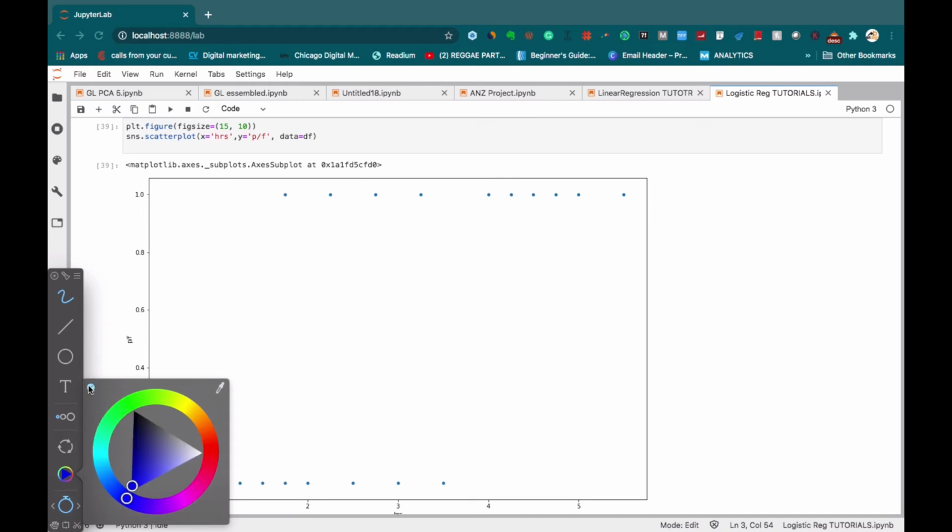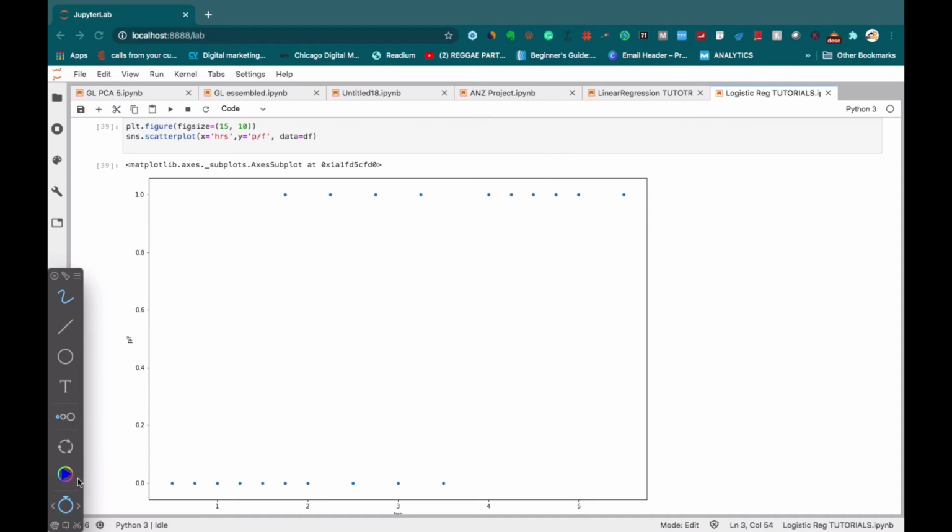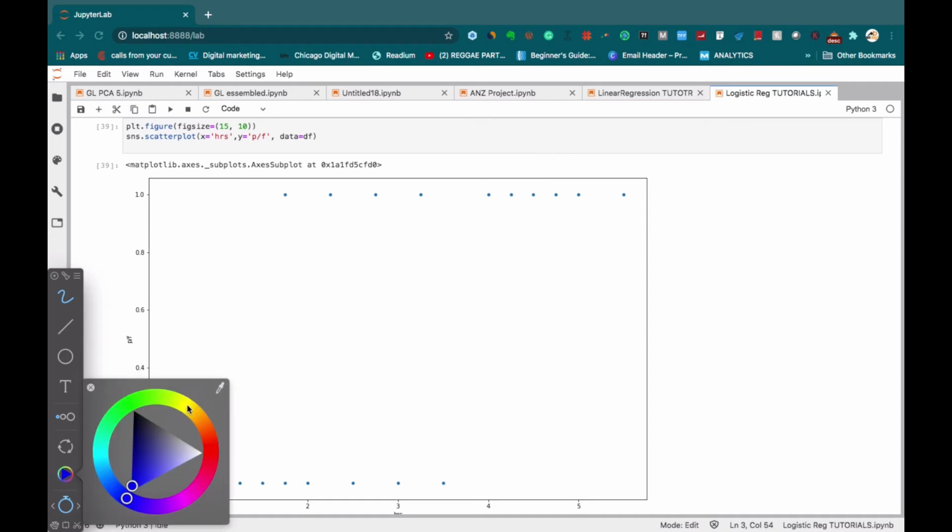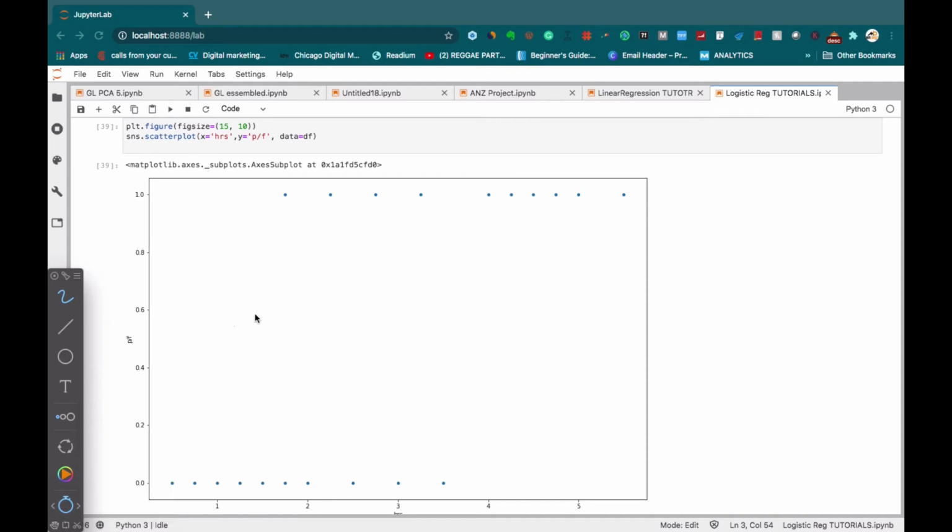Okay, so maybe this one will do for us. The points are already blue, so maybe I will try to use something like this. Now if we try to capture these points, let's leave the normal points and then capture these points. Let's try and capture as many data points over here as possible.